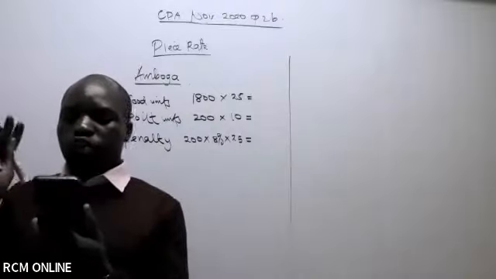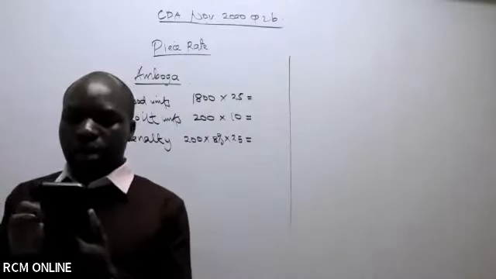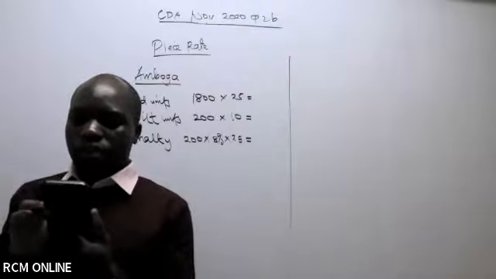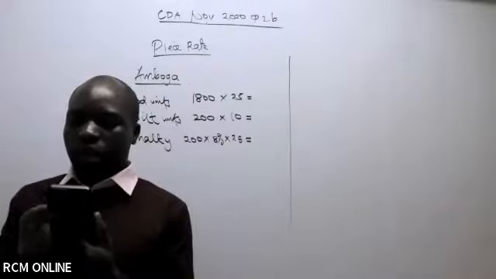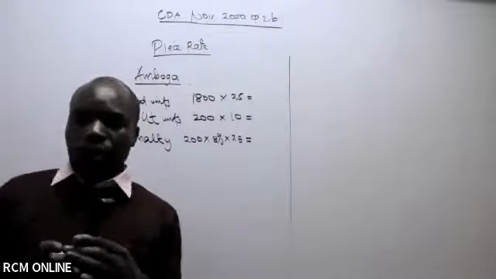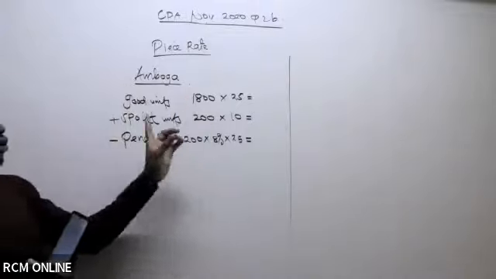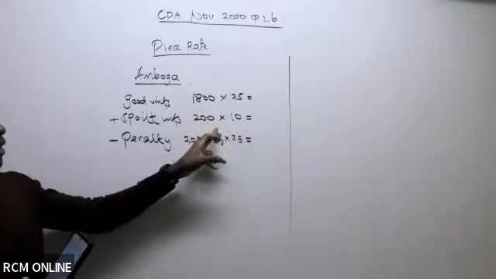We are using two methods. The first one is piece rate with guaranteed time rate. So you know that the company pays its casual workers 25 shillings for every good output. Any spoiled output is paid at the rate of 10 shillings. So this person managed to produce a total of 2,000 units. Of these 2,000, 200 are spoiled.